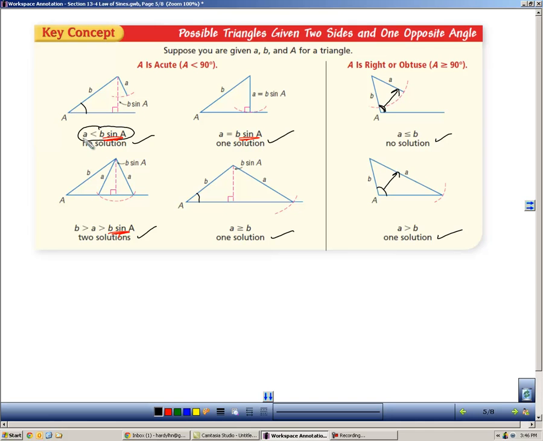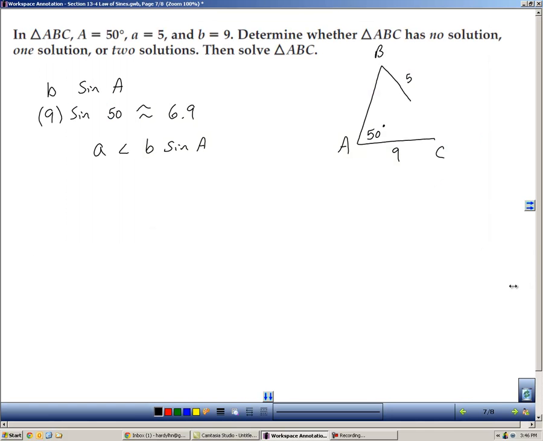And if we look here, when the A value is smaller than B sine A, that means there's no solution. So this triangle is an accurate reflection. The side A is just too short, so we know that this triangle is not really a triangle. It has no solution.